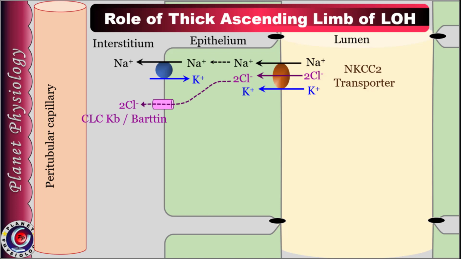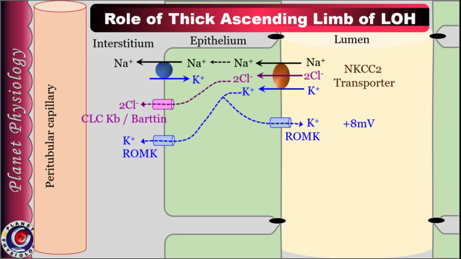Chloride ions diffuse out via voltage-gated chloride channels called CLC-KB or Barttin channels. Potassium ions are also transported into the interstitium via ROMK channels. It stands for renal outer medullary potassium channels. These are magnesium and ATP dependent transporters. Small quantities of potassium also leak back into the lumen, creating positivity of about plus 8 millivolts inside the lumen. This positive potential facilitates reabsorption of magnesium and calcium via the paracellular route.